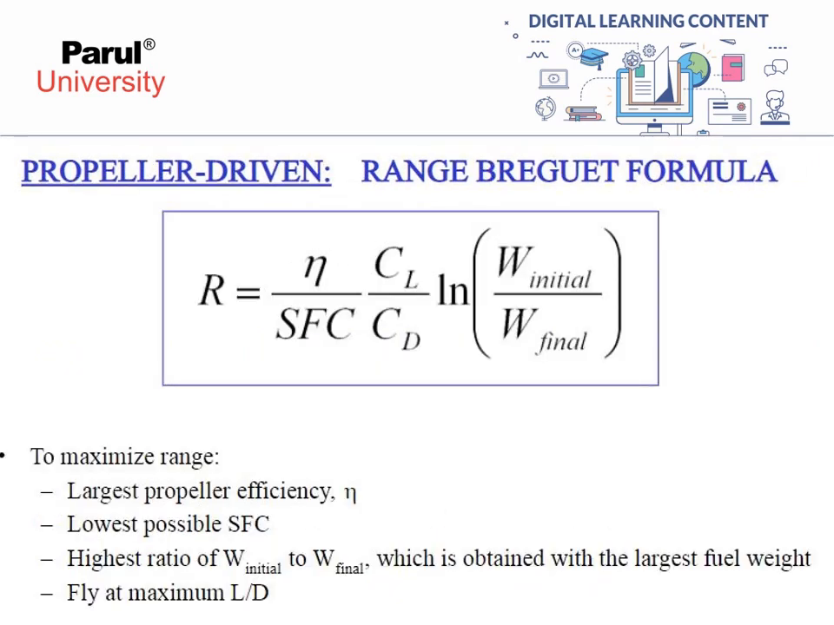Then for propeller driven aeroplanes, what is the range Breguet formula? R is equal to the efficiency of the propeller divided by SFC, specific fuel consumption, into CL by CD into ln of W initial by W final. For maximum range, we need the largest propeller efficiency, the lowest possible SFC, and the highest ratio of W initial to W final, which is obtained with the largest fuel weight and flying at maximum L by D.